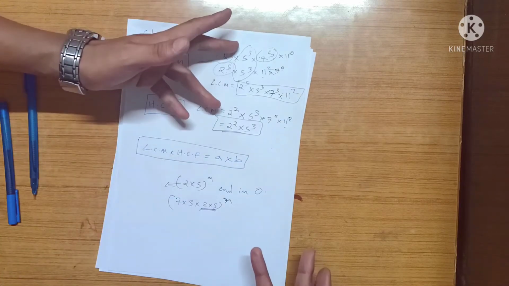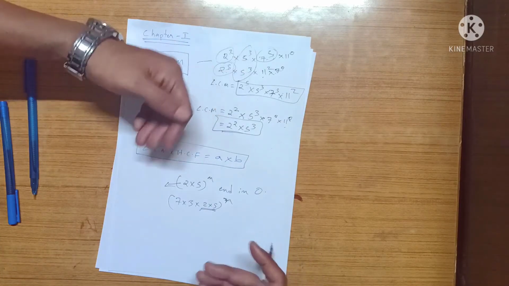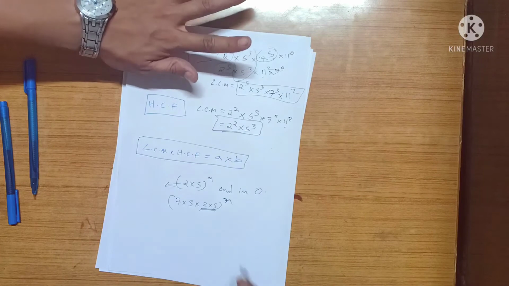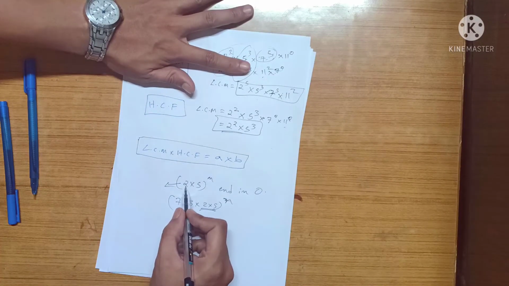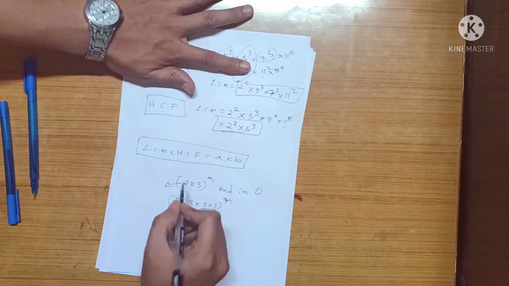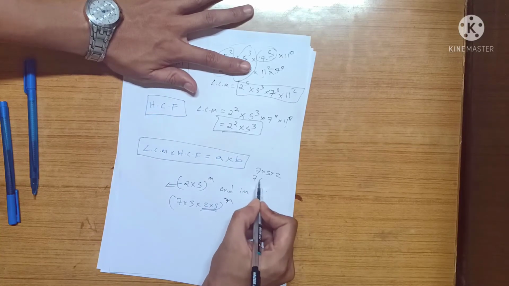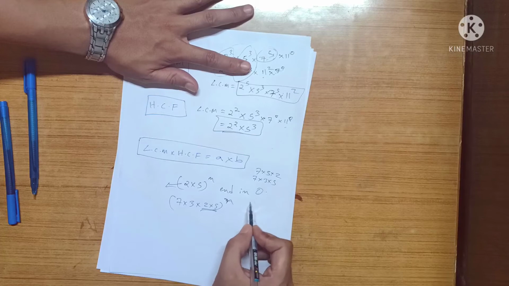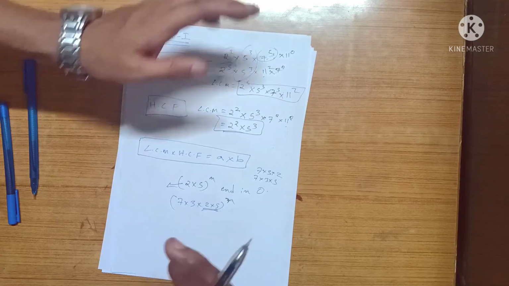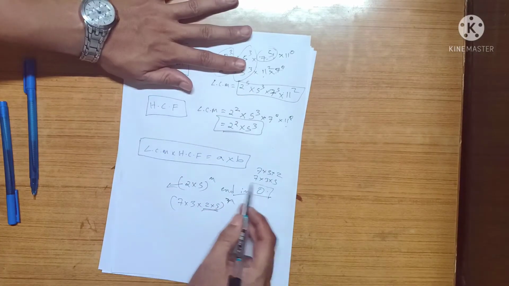5 into 2 means 10. You already know that. So 10 power, it'll always end in 0. But there should be a 2 and 5 as well. It cannot be just 7 into 3 into 2, or it cannot be 7 into 3 into 5. It needs 2 and 5 together to end something in 0.